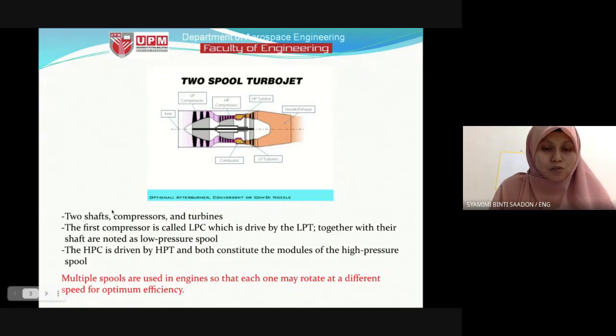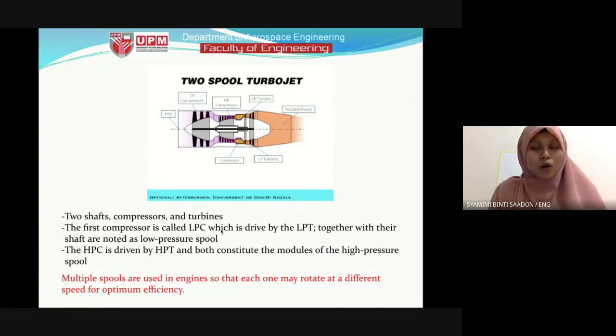So we have two spool, meaning we have two shafts. So we have two compressors and turbines. The first set of compressor is called the LPC, or low pressure compressor, which is driven by the low pressure turbine. Together, the shaft is noted as the low pressure spool. So the low pressure spool consists of the low pressure compressor and low pressure turbine. So that is the low pressure spool.